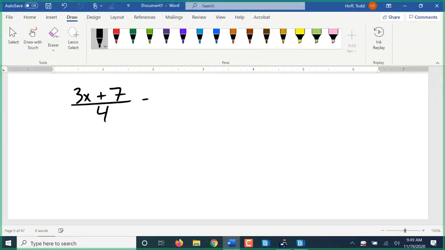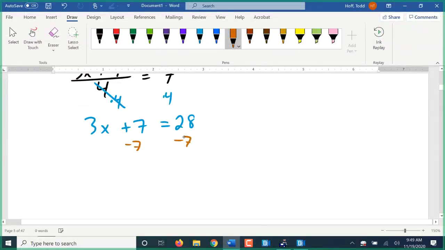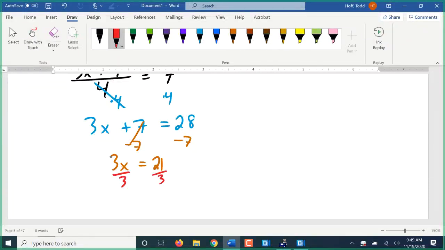We saw this equation yesterday. Here, this whole left side is being divided by 4. So to solve this, the first thing we have to do is multiply by that 4. Makes the 4 go away. 3x plus 7 equals 7 times 4, which is 28. Now it's one of those two-step equations that we can solve. Subtract 7. 3x equals 28 minus 7, which is 21. And divide by 3. We get x equals 7.